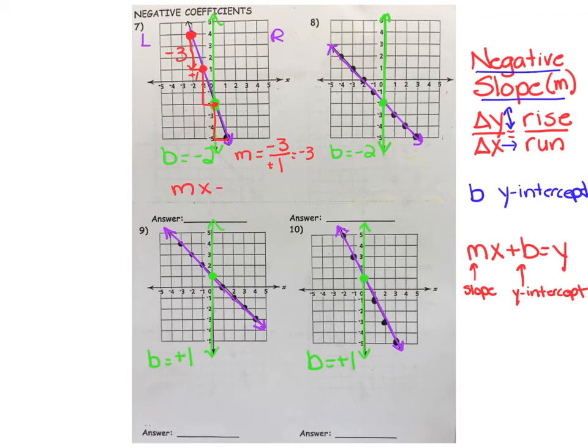So, as we write the equation for this purple line, we would write -3 times x minus 2, that's our intercept, equals y.